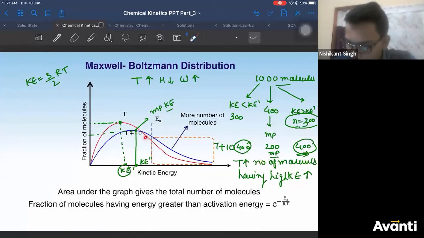Prakriti, initially the width was only this much. Now the width is this much. Width is increased, no? How can you say width is not increased? I have clearly written here, height decreases, width increases. Prashant, is it clear?